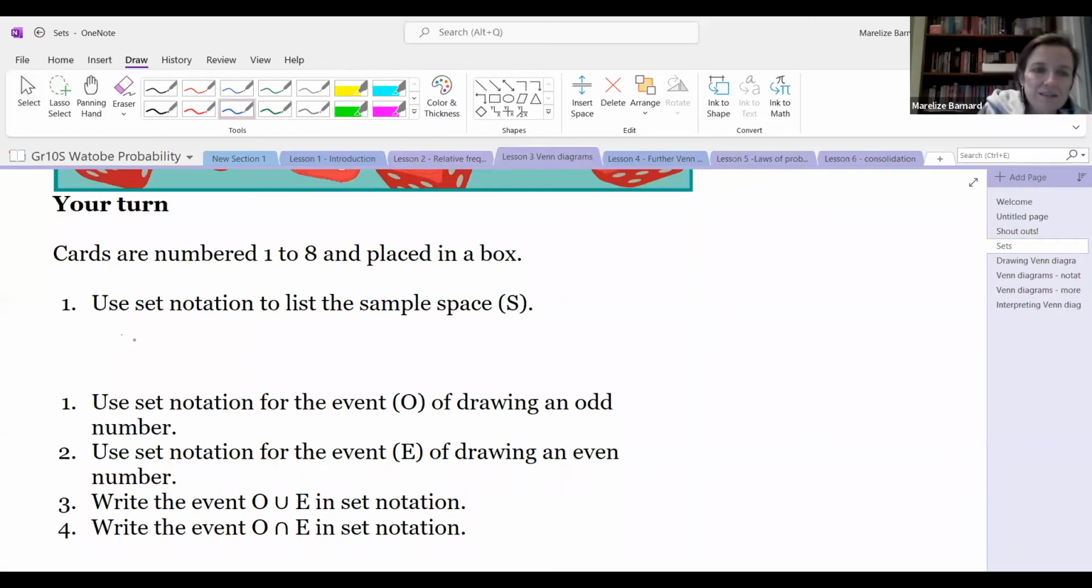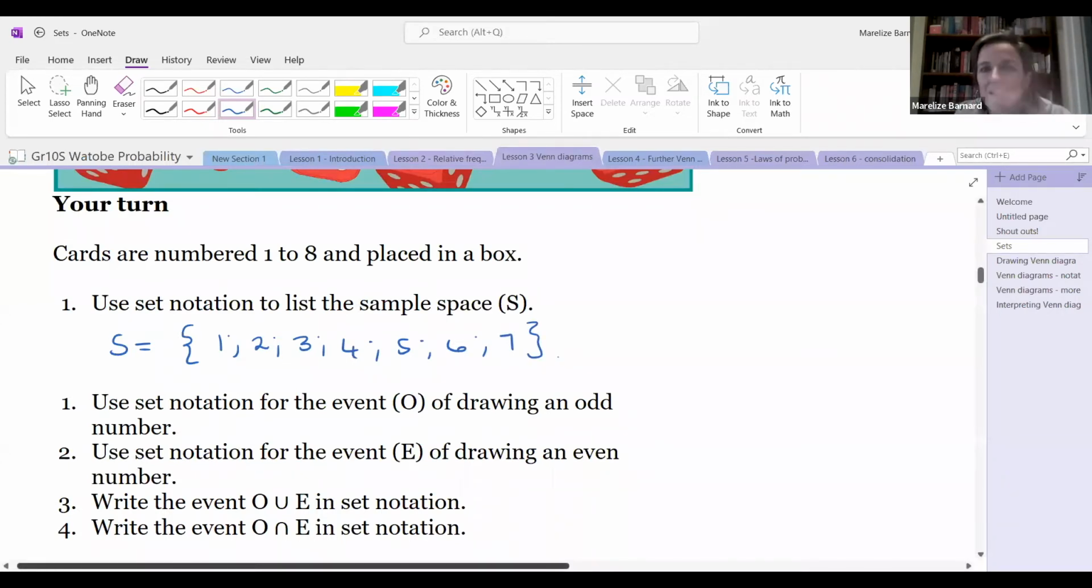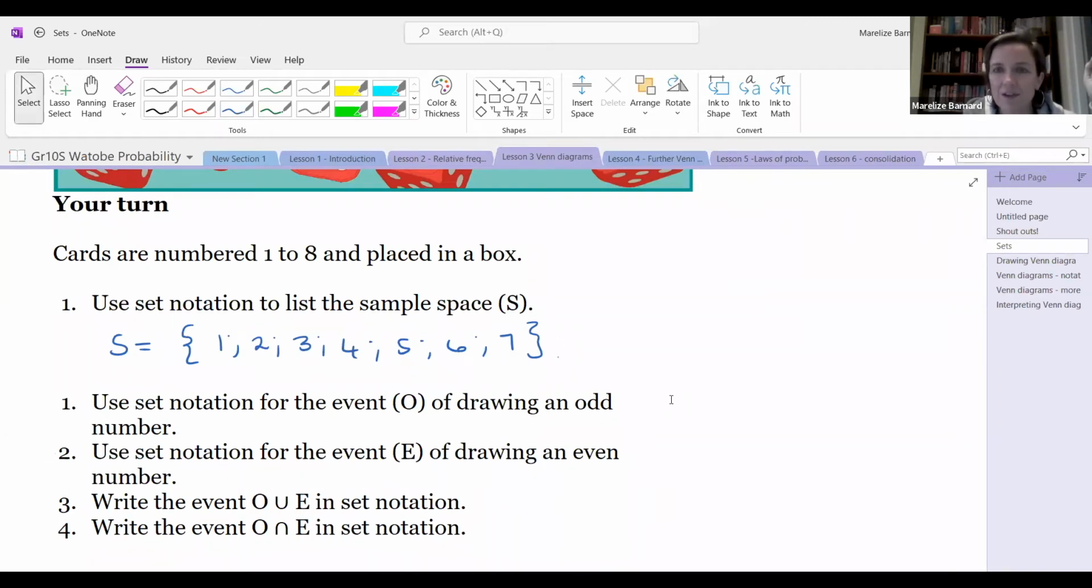So S equals curly brackets 1, 2, 3, 4, 5, 6, 7, and 8. So that is our sample space. Nice, Notemba. That is on the money. Indepile, nice. Good stuff. Bontle also. Just be careful of using the dots. And Kelly as well. Rather use a semicolon, eh? Use your semicolon.